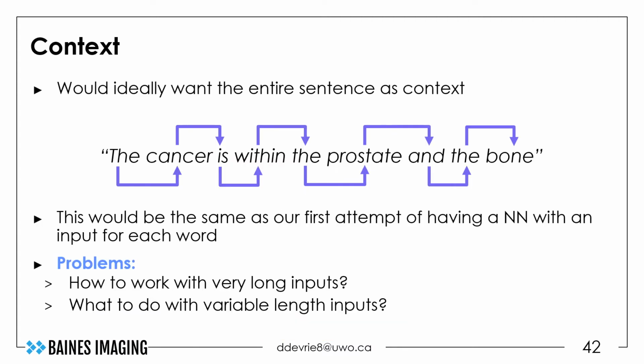So what we'd ideally want to do is have the entire sentence as context. We'd have all the words joined together, and that would give us what we need. But this brings us right back to square one, where we had that neural network where we input the entire sentence into it. And again, we ran into those problems of how do we work with very long inputs, and how do we deal with variable length inputs, so different lengths of sentences. And these two problems are really the motivation for how we want to work with recurrent neural networks.